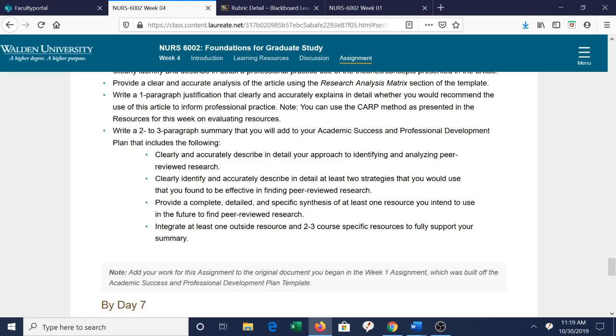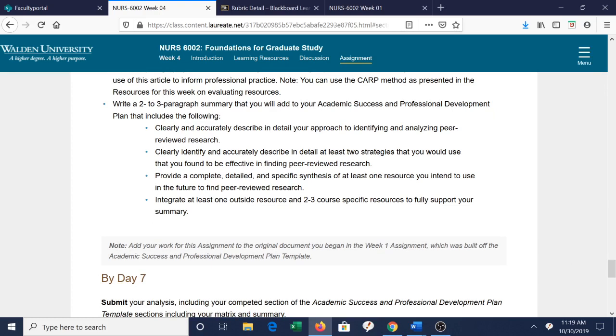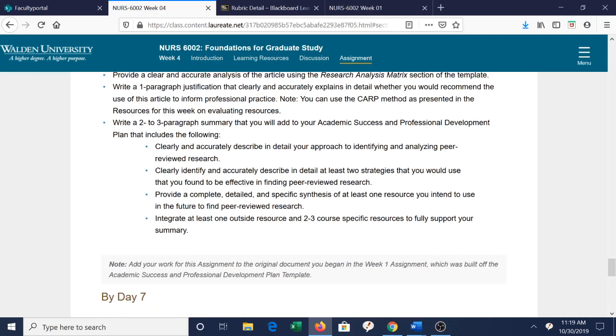Identify in detail, describe at least 2 strategies that you use to be effective in finding your research. What were 2 things that you did that worked well to find the article that you got? And then it says a complete, detailed, and specific synthesis of at least one resource you intend to use in the future to find peer-reviewed research. So, something that you're going to use in the future to find peer-reviewed research, put all the information together about it and talk about it.